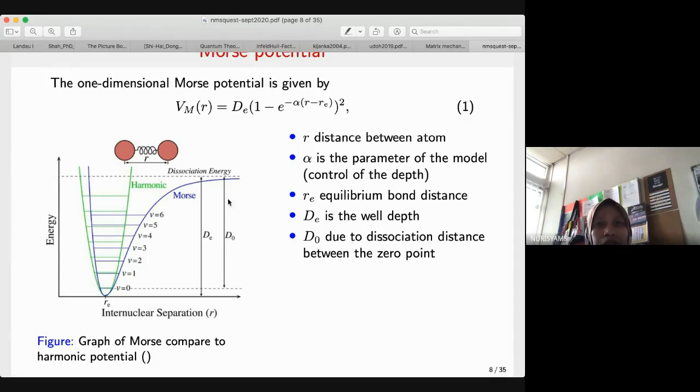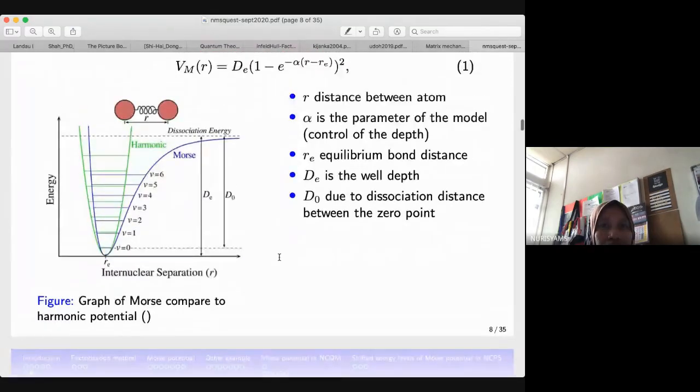In the Morse potential, you do have the unbound states, okay. And usually this potential is in terms of the R parameter, so R will be your distance between atoms. And then you have another parameter, alpha, which controls the depth, and you have R_e, the equilibrium bond distance.